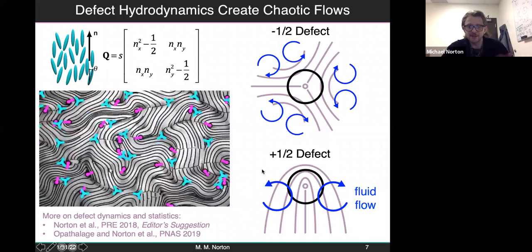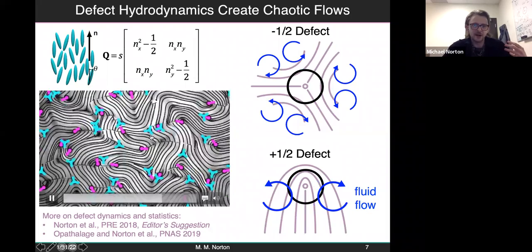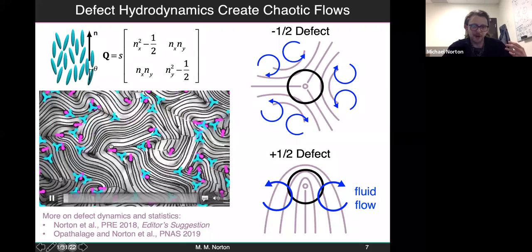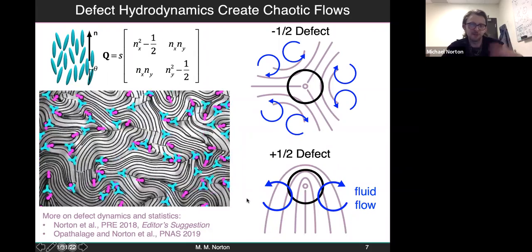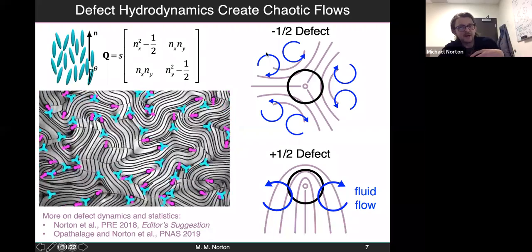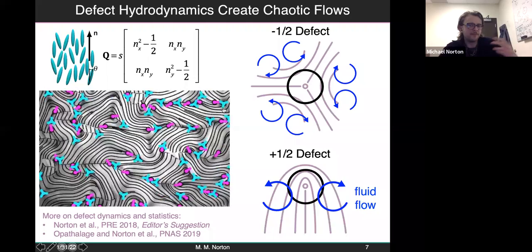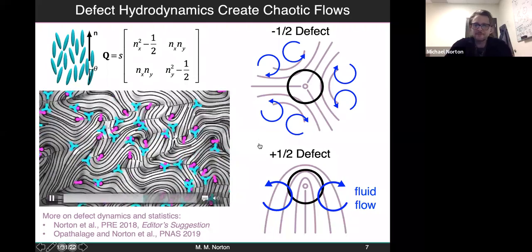In the case of the plus half defect, it's this comet-shaped object, right, that I'm labeling with a pink arrow here. It tends to act like a self-propelled particle. In contrast, the minus half defect, while it does create active flows, because of the symmetry, they don't tend to propel themselves.